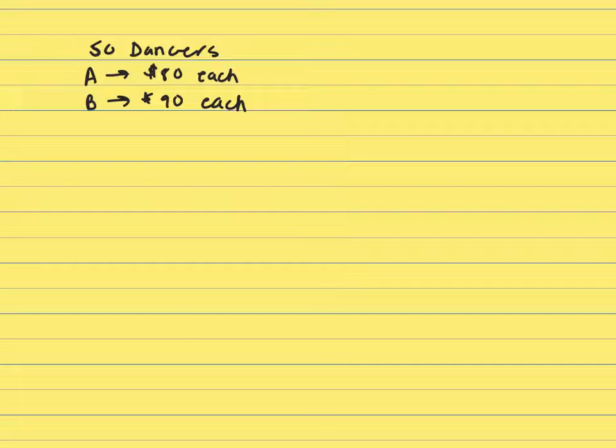We are trying to figure out what is the total cost of the costumes worn by Group B. Group A costume is $80 each. Group B, $90 each. So let's first figure out how many people are in each group. But let's let the letter B represent the number in Group B.